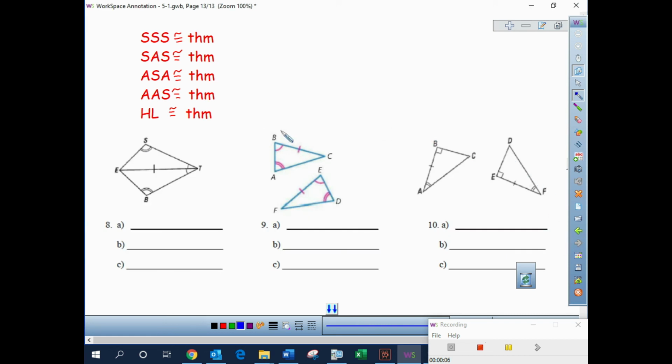Why don't you give the video a pause and see if you can get number 8 right here quick. So pause that video and see what you think.